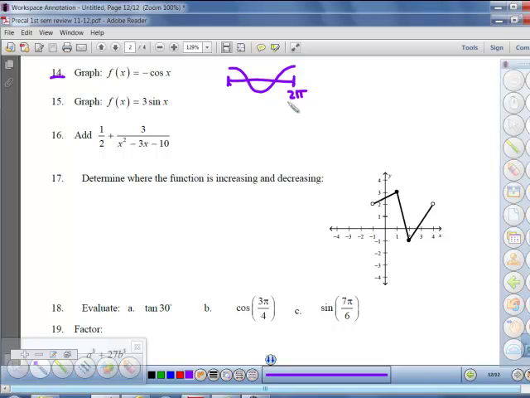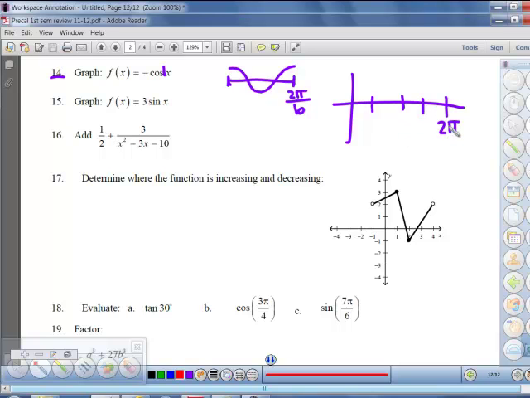Okay, so we figure out how long it's going to take to complete one full cycle by going 2 pi over whatever the b term is. Here the b term is 1, so we know that it's going to stay at 2 pi. So I go to 2 pi, and then I cut it into quarters because I'm finding my key points here, okay? So I know that it's going to start high, come down, go low, go back up, boom. That's what I'm looking for.